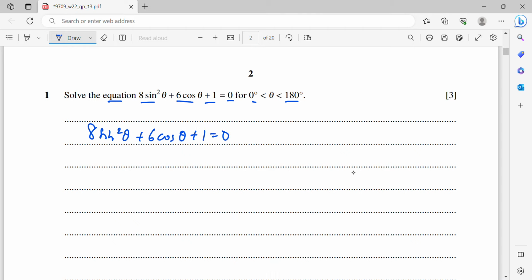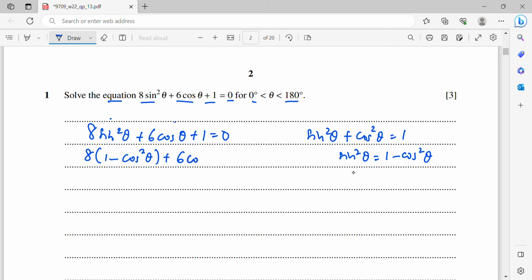Okay, so to solve this quadratic equation, since you have the cos theta and the sine squared theta here, I'm going to change the sine squared theta to cos squared theta by using this identity. Sine squared theta plus cos squared theta equals 1. Therefore, sine squared theta equals 1 minus cos squared theta. So now, by replacing sine squared theta, you will get 8 times 1 minus cos squared theta plus 6 cos theta plus 1 equals 0.